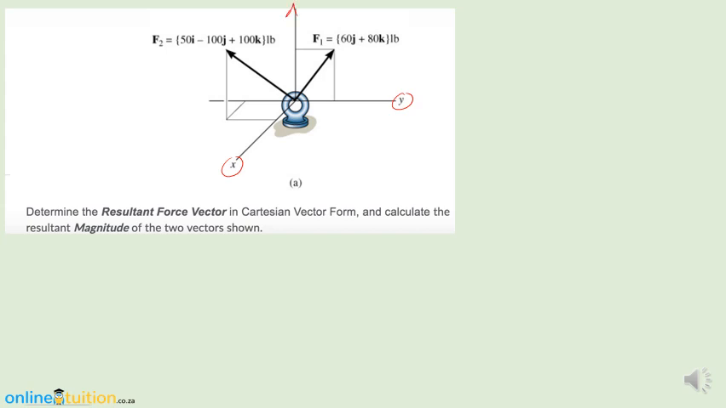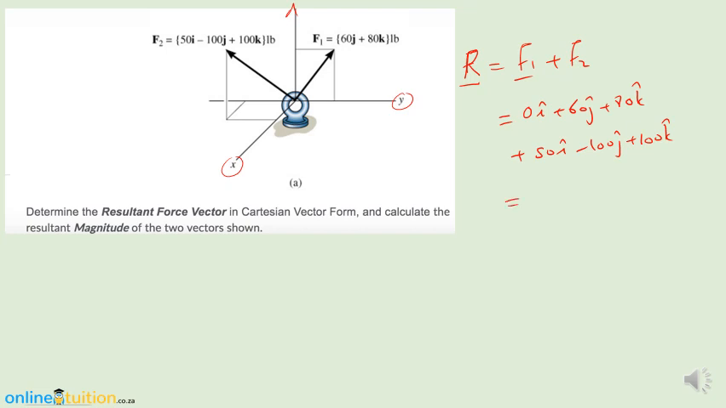So how do we determine the resultant force? The resultant force, firstly, vectorially, let's put it that way. So the resultant force, let's write that as R, vectorially. That's a nice word. F1 plus F2. So you'd add, okay, let's just write this out. And watch how I'm going to write this out. It's going to be 0i. You agree with me? 60j plus 80k plus 50i minus 100j plus 100k. Now, you can add components because they are really nothing more than scalars.